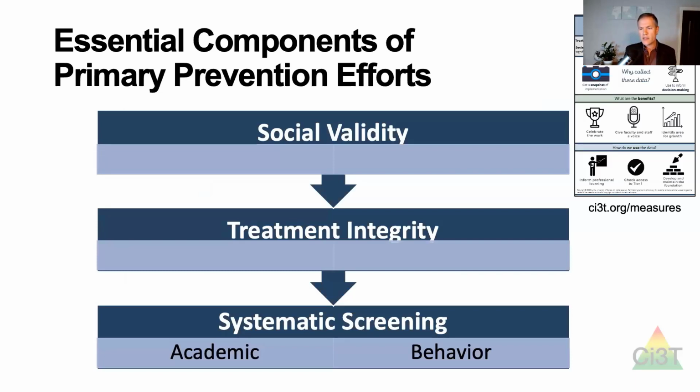On our measures page on ci3t.org, you can find an infographic that covers a little bit more on treatment integrity and social validity. And we're going to look at systematic screening for behavior tonight, but the same principles apply to academics, which many people are more familiar with. Benchmarking 3 times a year, fall, winter, and spring with core academics. We're going to do the same thing with behavior 3 times a year, fall, winter, and spring.